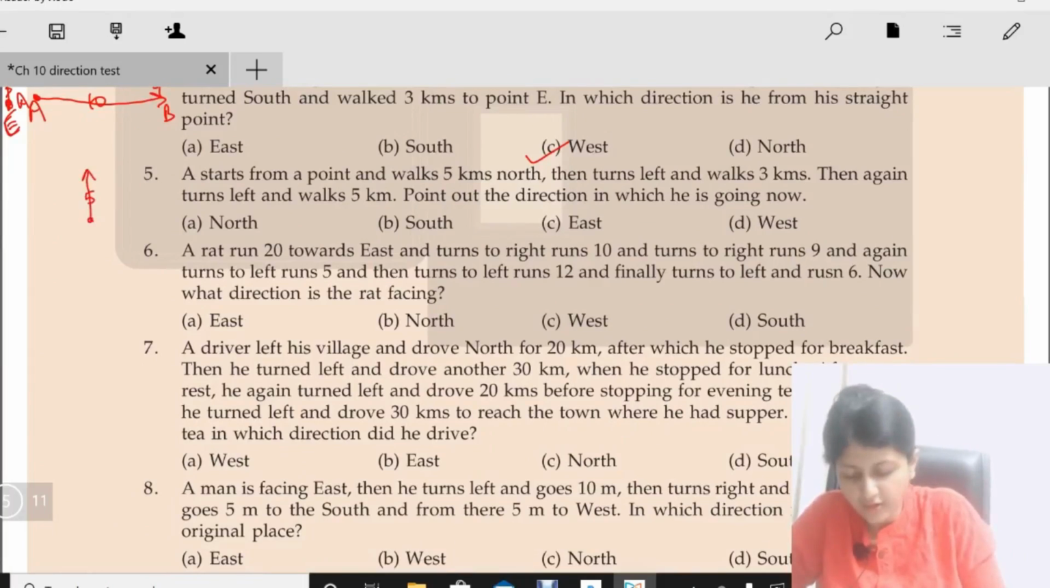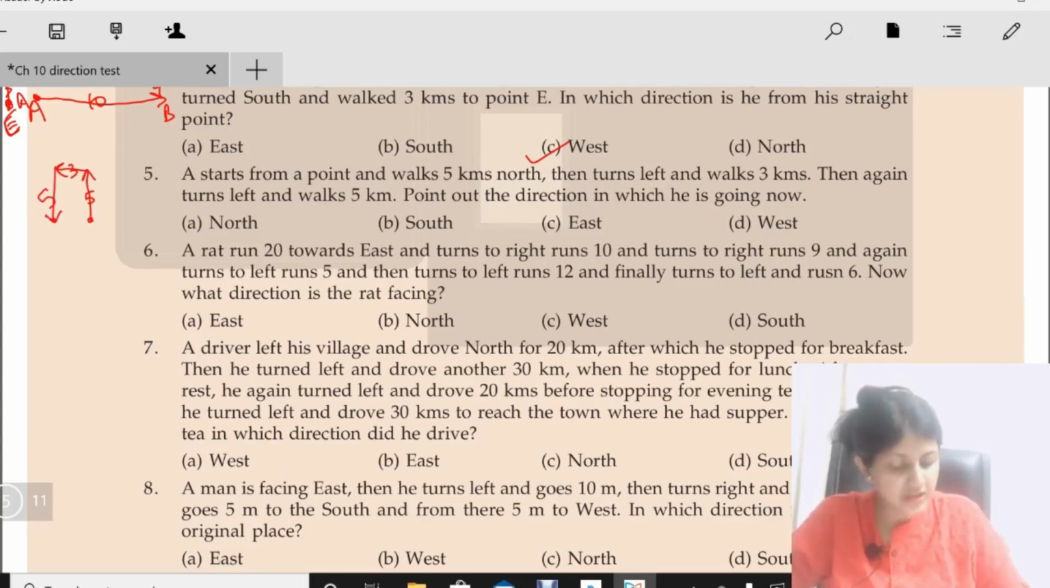Then turns left and walks 3 kilometers. Then again turns left and walks 5 kilometers. Point out the direction in which he is going now. He is going in which direction? He is going in the south direction.